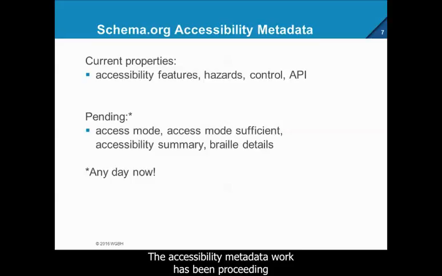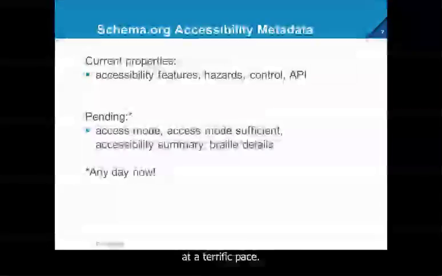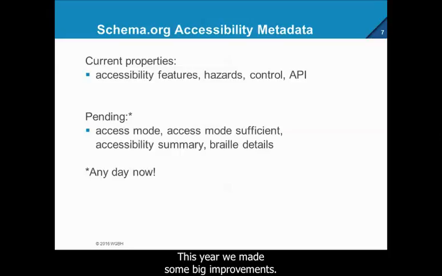The accessibility metadata work has been proceeding at a terrific pace. This year we made some big improvements. A couple of years ago we got the first sets of features approved, and those are 4 metadata properties. Metadata by definition is data about data. What that means is that it's descriptive information about some other object. So the metadata is a way of describing a resource. More typical metadata might be author, publication date, publisher name, and all those other kinds of pieces of data about a book or another resource.